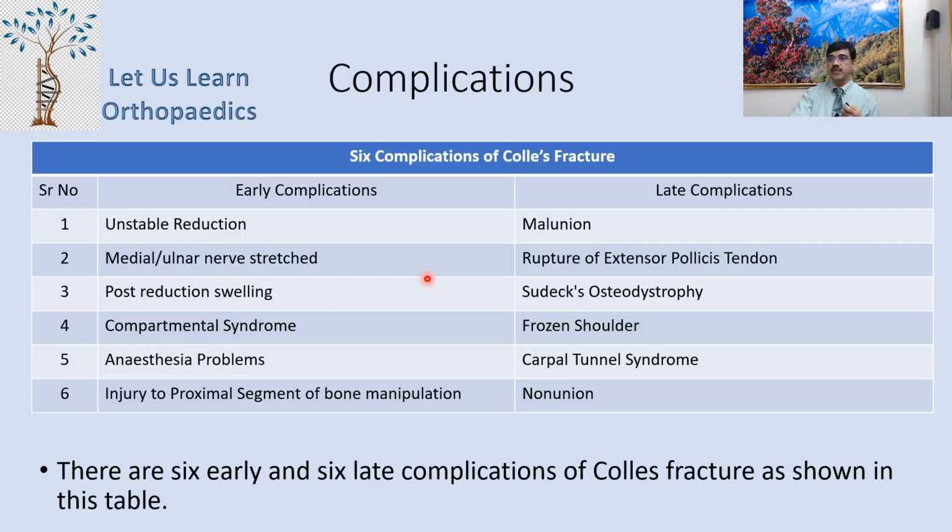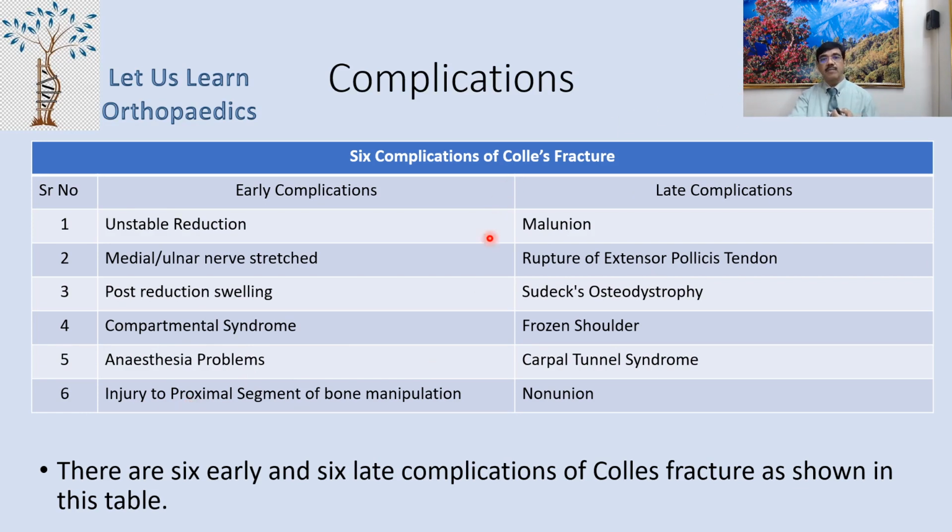Coming to the complication part, there are 6 early complications and 6 late complications as shown in this particular table. Now the early complications include 1. The unstable reduction, 2. Median and ulnar nerve being stressed, 3. Post-reduction swelling, 4. Compartment syndrome, 5. The anesthesia problems, and 6. Injury to the proximal segment of the bone while manipulating.